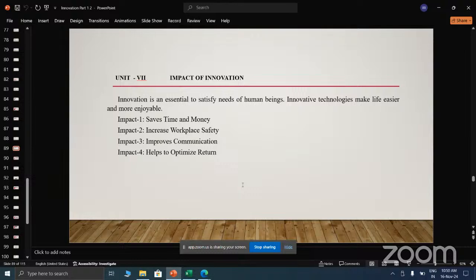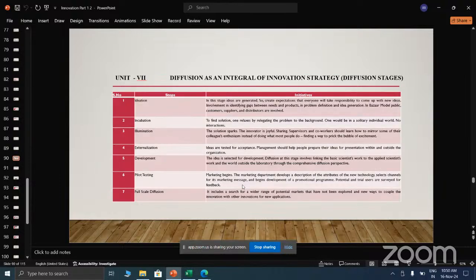And now let's look at the impact of innovation. Several impacts. After innovating, we generally look at the efficiency or efficacy of that product or service. And we try to analyze the impact that it gives post commercialization or before commercialization of the product. So we look at 4 different impacts. One is if it saves time and money. 2, if it increases workplace safety. 3, if it improves the communication of the product or service. 4, if it helps to optimize returns, that is our investments.